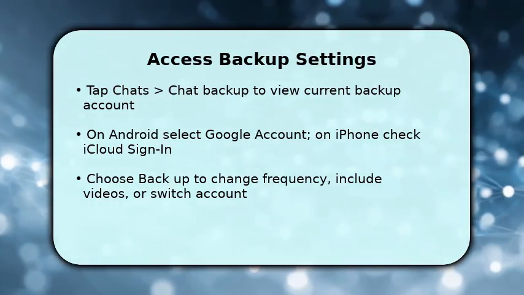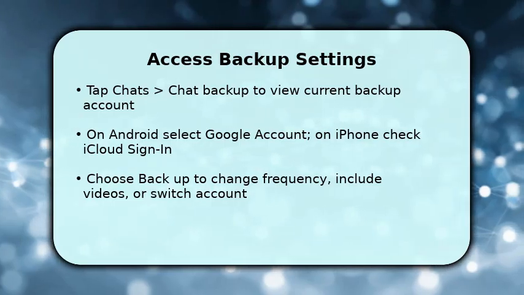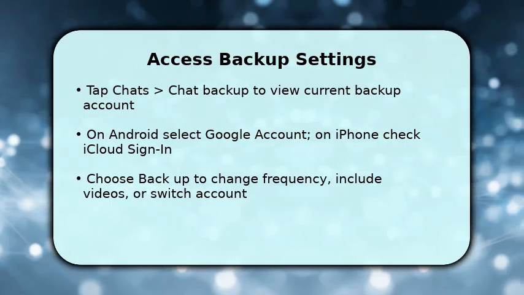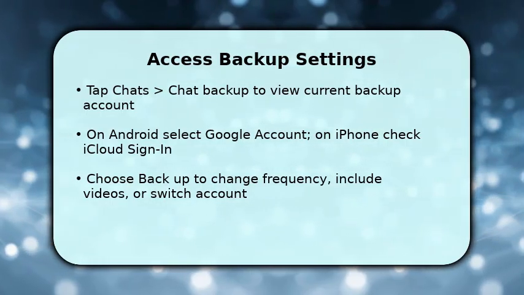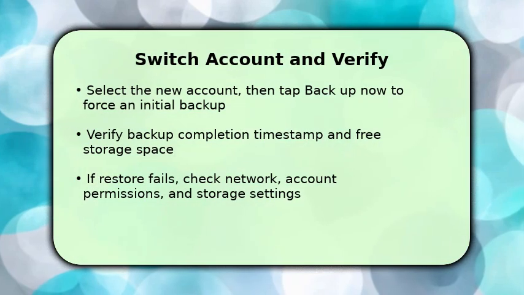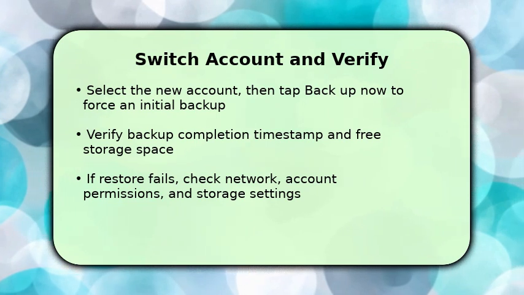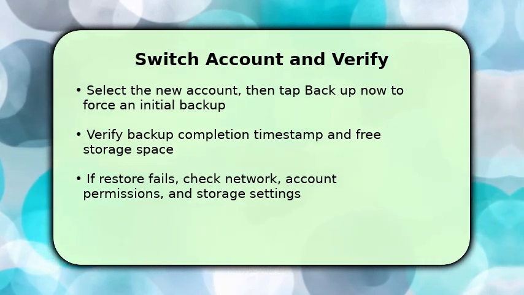While here, set backup frequency and whether to include videos. These options control storage use and restore completeness, so adjust them before initiating a manual backup. Select the new backup account and then press Backup Now to create an initial copy under that account. This ensures WhatsApp can write to the target service.